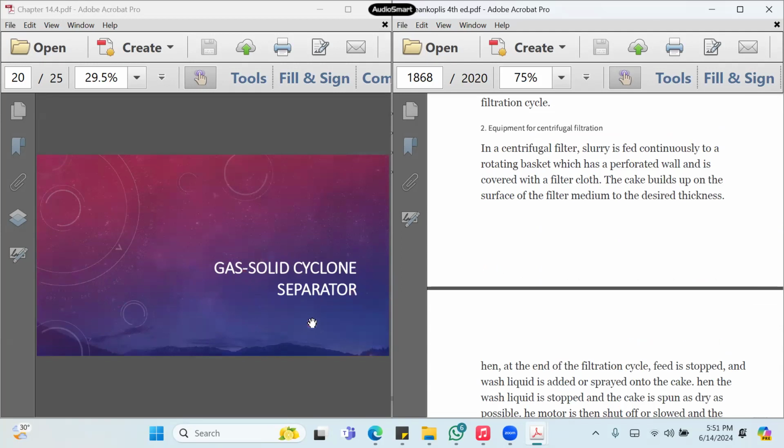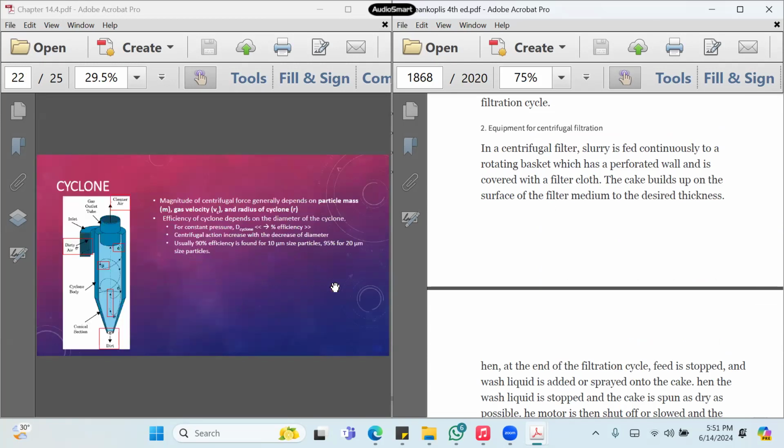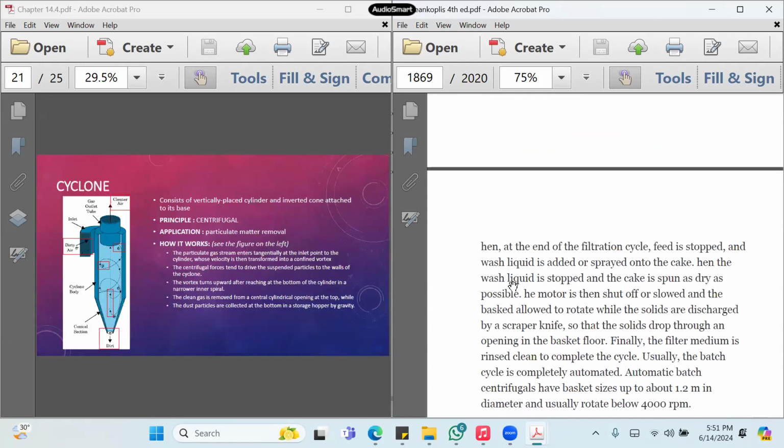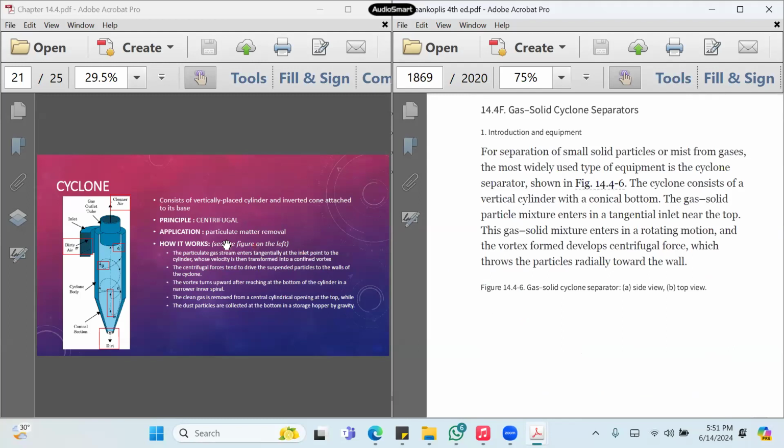And then the fourth outline would be the gas-solid cyclone separator. So what is a cyclone separator? It consists of a vertically placed cylinder like this, with one inverted cone attached to its base. The principle of the separation is centrifugal force. The application is usually to remove particulate matter.